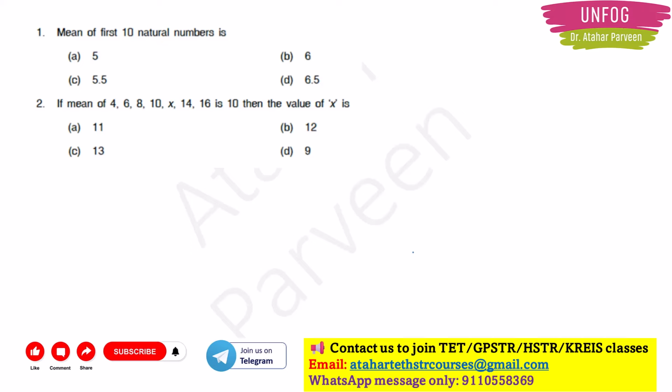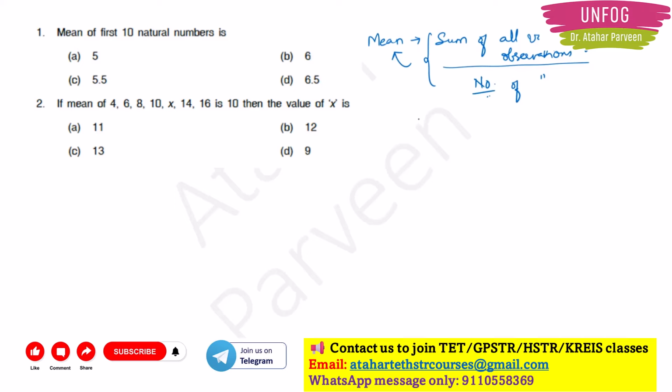First question: the mean of first 10 natural numbers is. We have to find the mean of first 10 natural numbers. Now we know what is mean, right? In our first lecture of statistics we learned what is mean. It is the sum of all values of observations divided by number of observations. So this is mean, correct? Now what are the first 10 natural numbers? First we should know it, right?